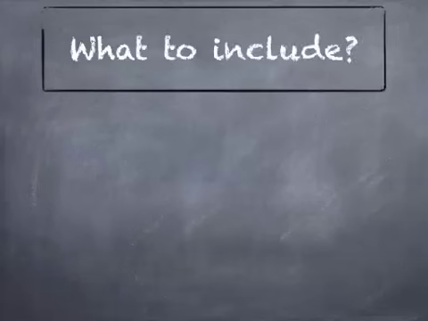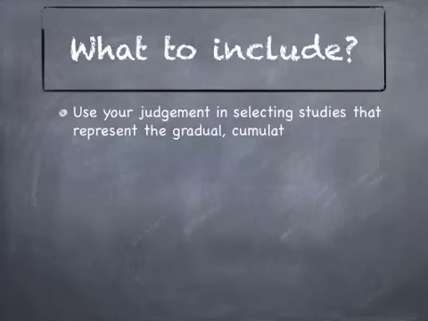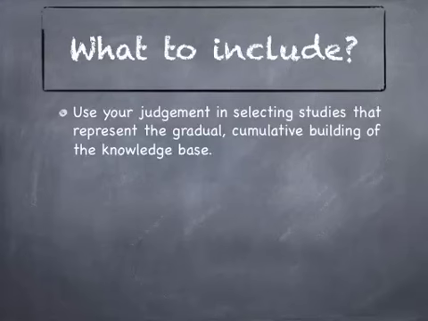Now, what kinds of articles should you include in your study? Well, you need to use your judgment in selecting studies that represent the gradual cumulative building of the knowledge base. Now, how do you know what's representative? Well, that requires you doing a lot of legwork to understand what you should include. Very few times will you conduct a lit review that includes everything that's been done on your topic. You're going to be selective about it.